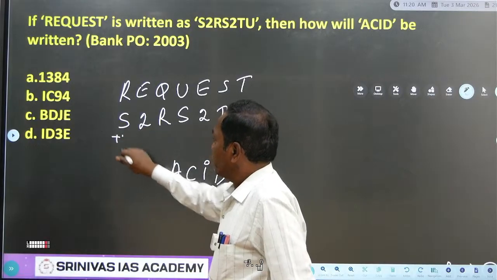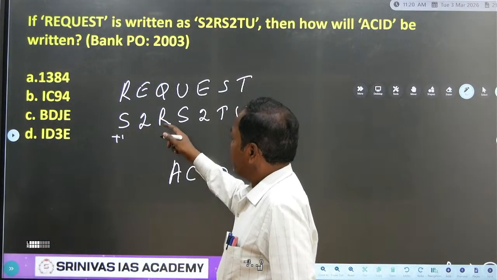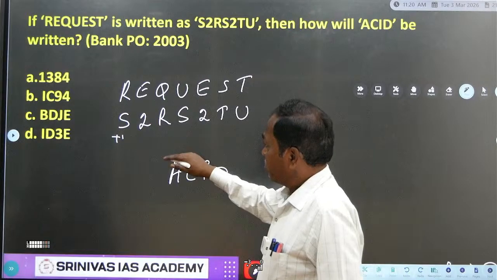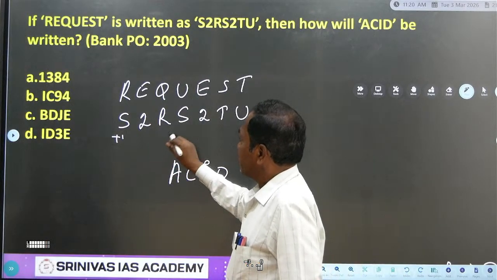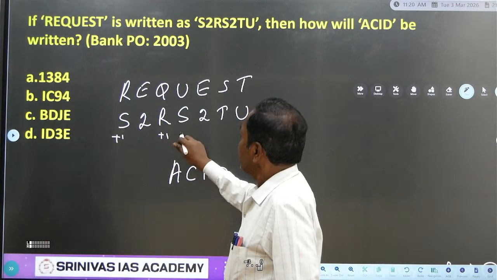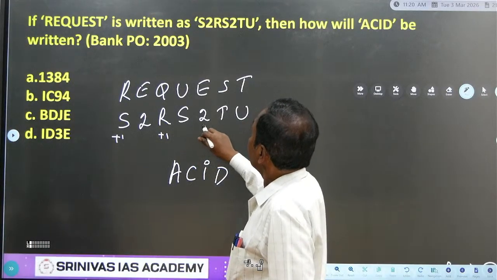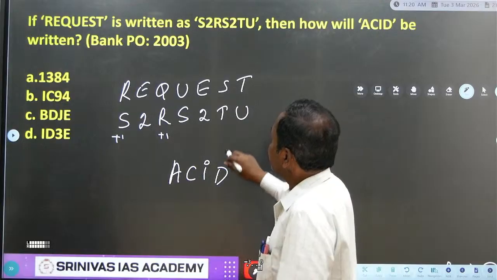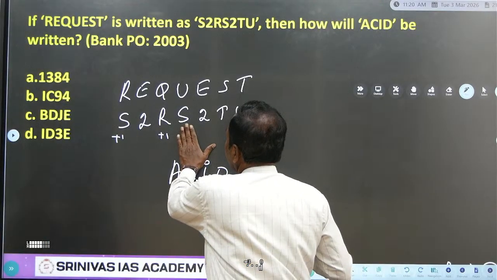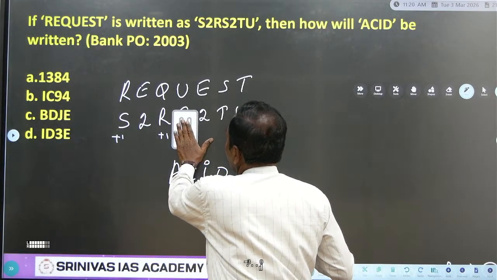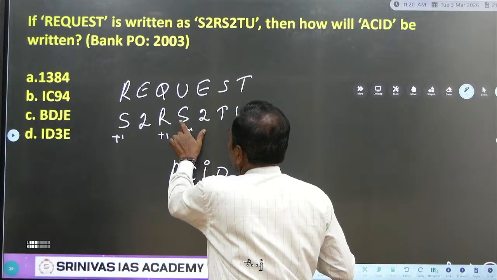RS, this is the plus one. Keep this like two numbers. This can be checked later on. QR plus one. Sir, vowels are numbers, sir. Consonants they are taking plus one.